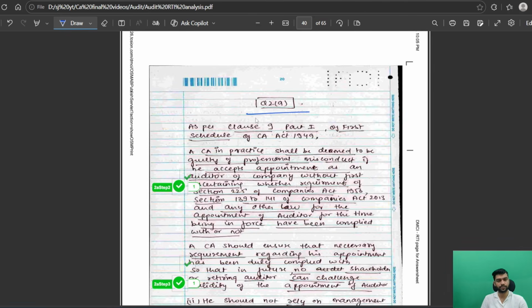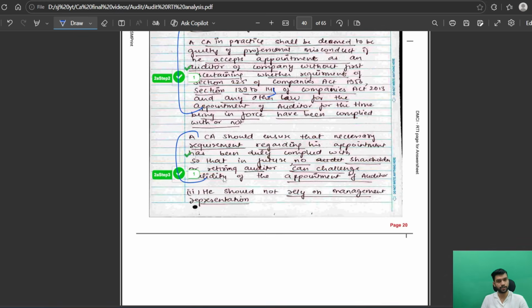Now coming to the next question, number 2A. It does not matter how your handwriting is. I have told you before as well, I am telling you here as well, that in audit, keywords matter. In the practical paper, numbers matter. If your numbers are matching, they will give you marks. If your keywords are matching, they will give you marks. You do not have to think that you have to make boxes or write in a very particular manner. It does not matter. So clause, 1 mark.